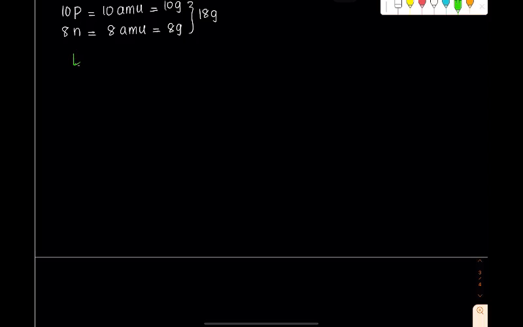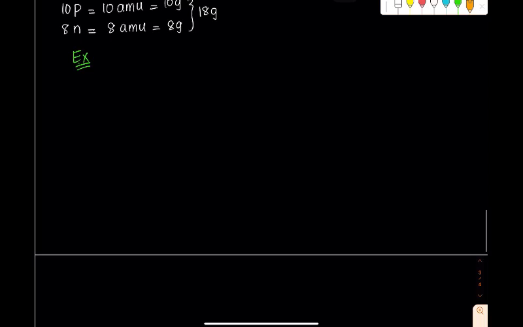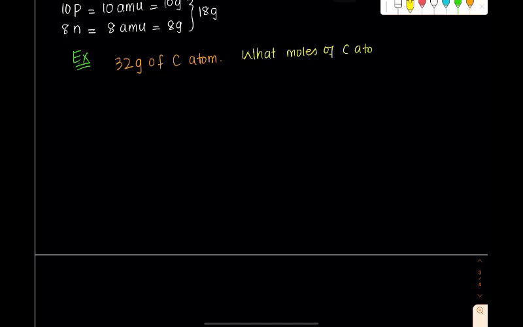Let us do an example to reinforce our understanding. You are provided with 32 grams of carbon atom, and you need to find out what moles of carbon atoms are there. So we are going to find out what moles of carbon atoms are there.